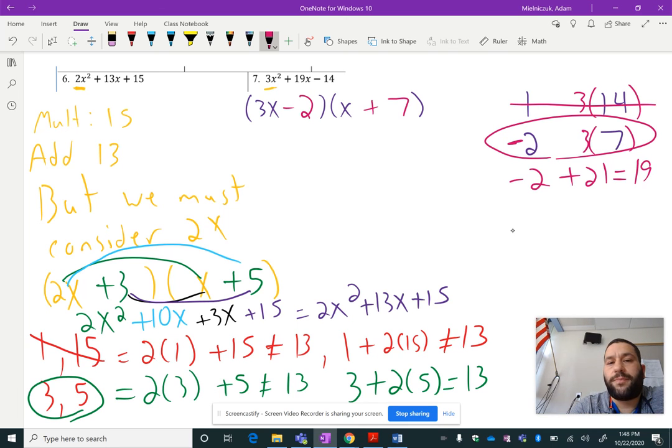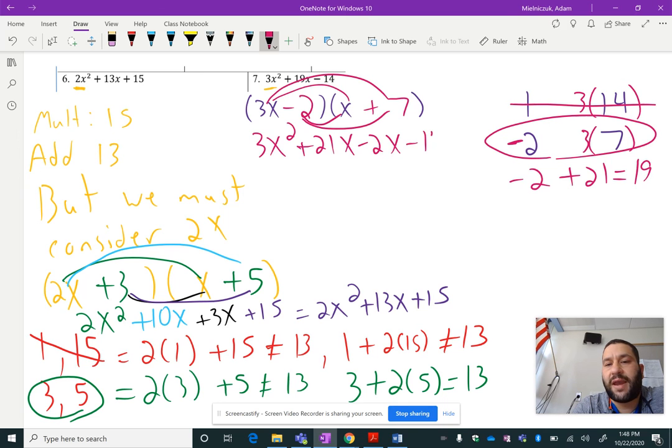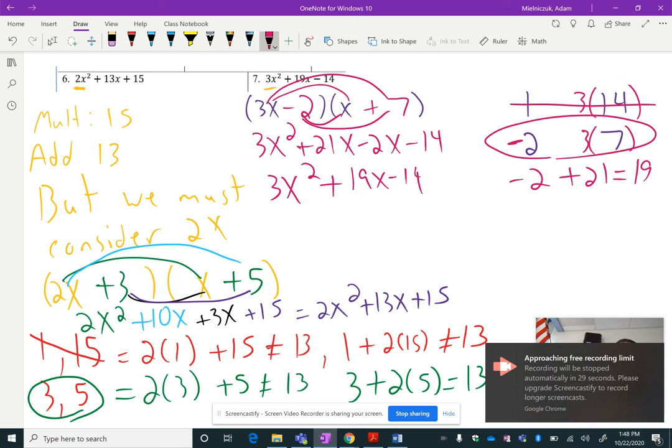So let's work that out. 3x times x is 3x squared. 3x times 7 is 21x. Negative 2 times x is negative 2x. And negative 2 times 7 is minus 14. 3x squared plus 19x minus 14. Good. So I know this was my correct answer.